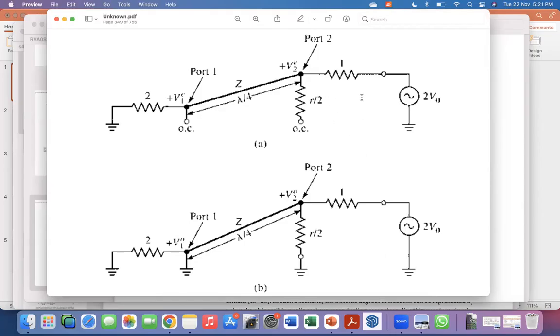Okay, I guess you can see my mouse, right? So we're going to look from port 2 in this direction. So what does it look like? You have this 2 ohm resistor and a quarter wave transformer with characteristic impedance Z. So the impedance seen here for this entire circuit is going to look like Z square over 2.